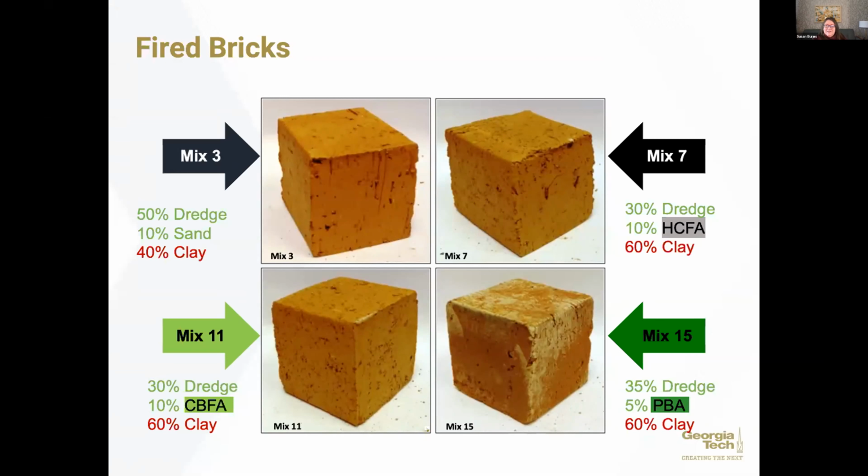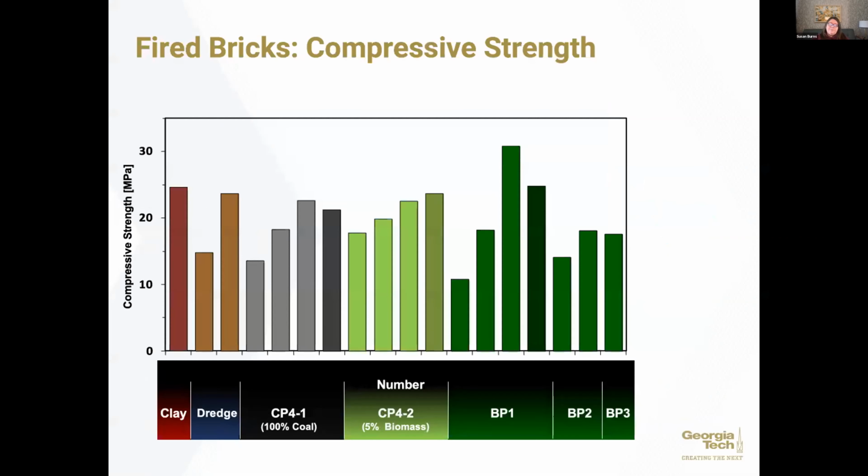In mix 15, you see that discoloration on the side of the bricks. This is a process which is known as scumming, and it's essentially a precipitation of mineral phases on the sides of the brick. It's considered unattractive, and it's a lower quality brick just due to aesthetic purposes. That was a result of the high calcium oxide content in the biomass ash that we were dealing with.